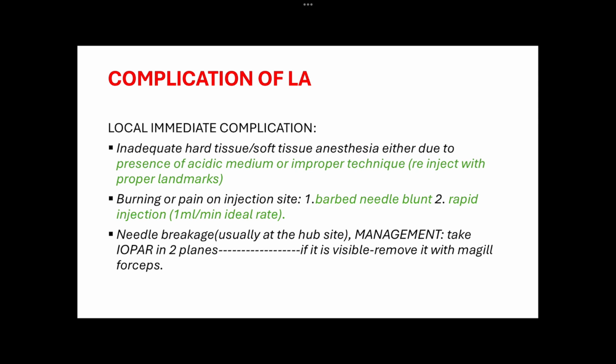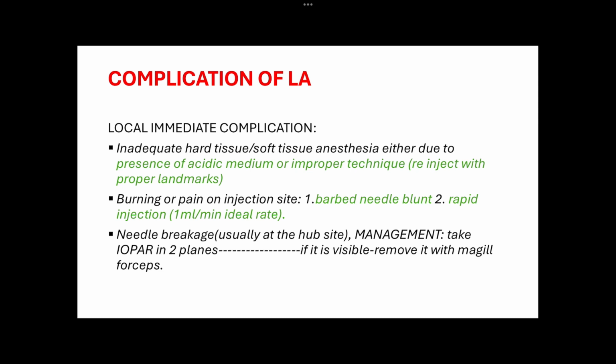Okay. Then second, there can be burning or pain at the injection site. It could be because of a barbed or blunt needle, or rapid injection, meaning the LA has been injected into the patient very rapidly. So what is the ideal rate? The ideal rate is very important. It can be asked in viva. It is 1 ml per minute. So the ideal rate is 1 ml per minute.